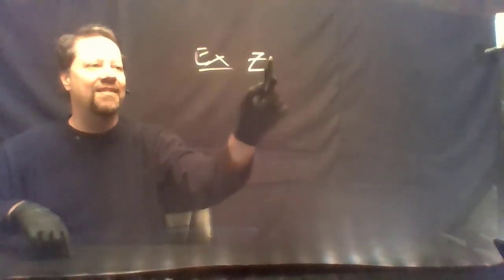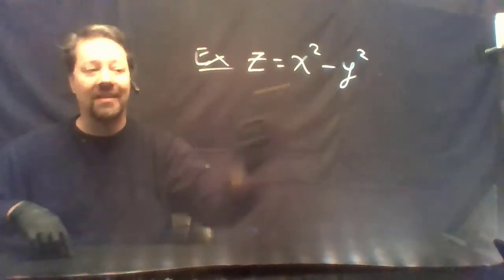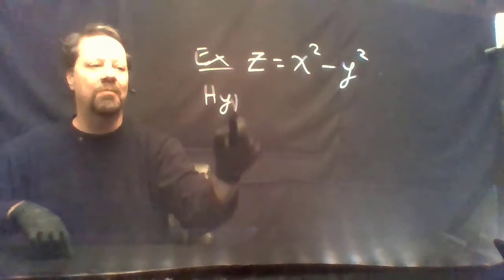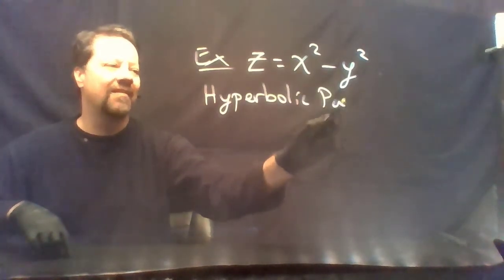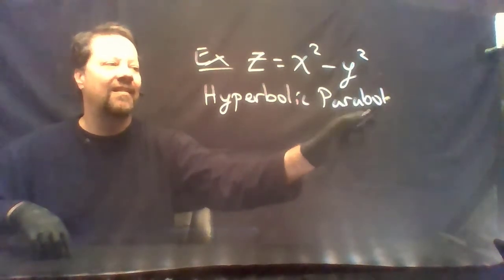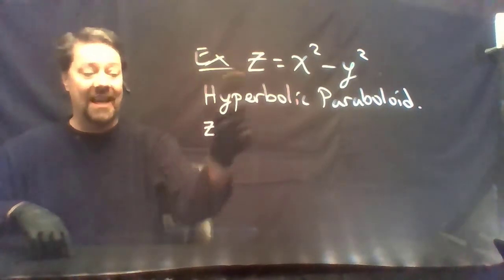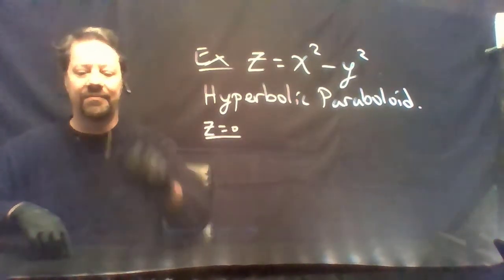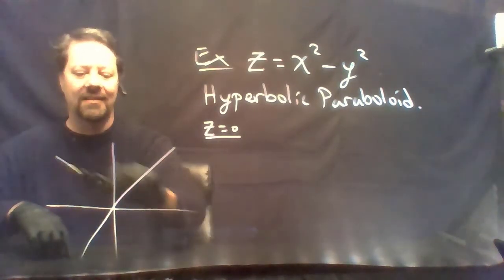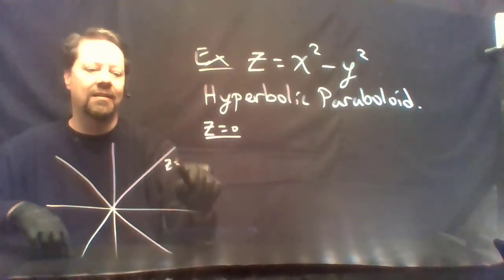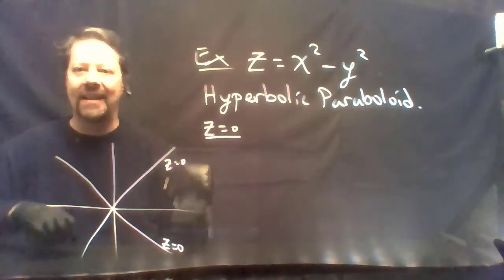If we have z equals x squared minus y squared, we have a hyperbolic paraboloid. In this case, z can be negative. If z is 0, you just get intersecting lines. Because you'll get y equals plus or minus x.